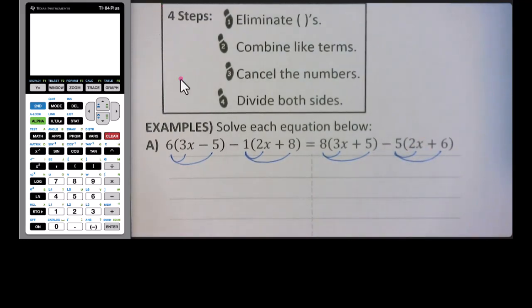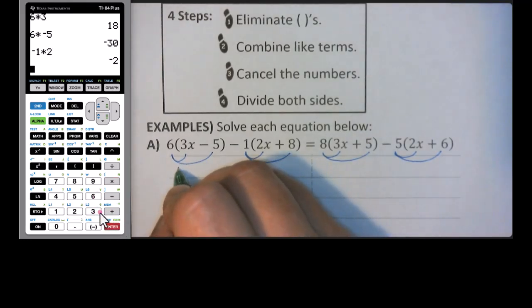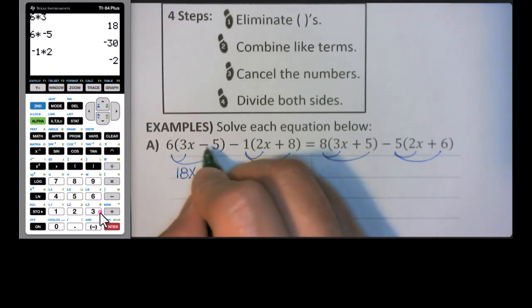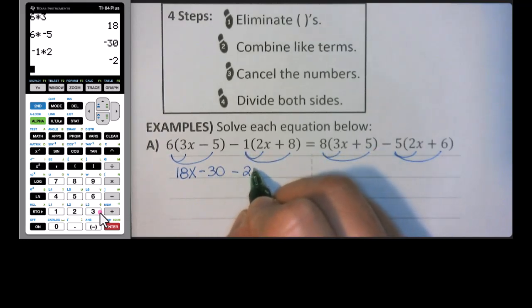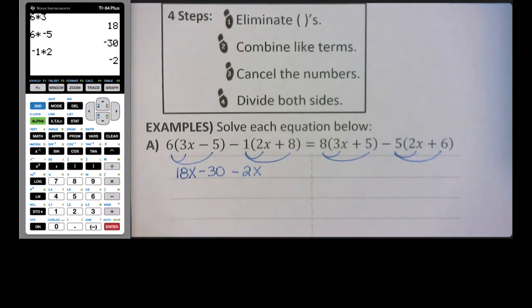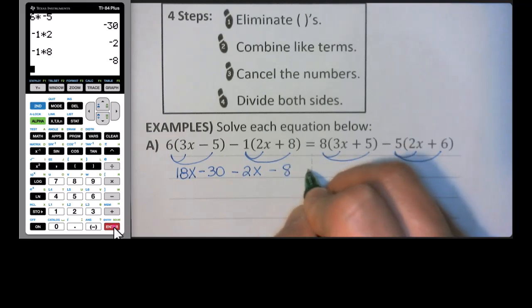Okay, so let's go ahead and use a calculator and multiply. So we have 6 times 3. We got 18. And then we have 6 times negative 5. And we have negative 1 times 2. So right there, I have 18x. 6 times negative 5 is negative 30. Negative 1 times 2x is negative 2x. And then I have negative 1 times 8. I get negative 8. Here's the equal sign.